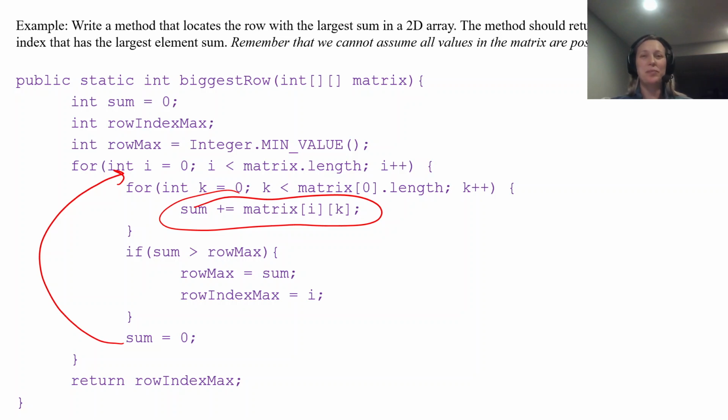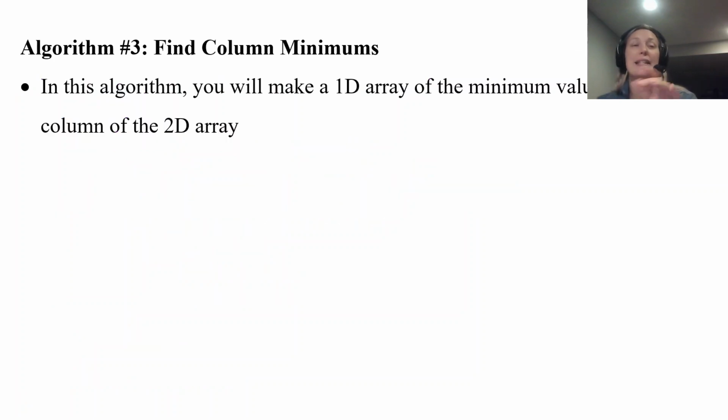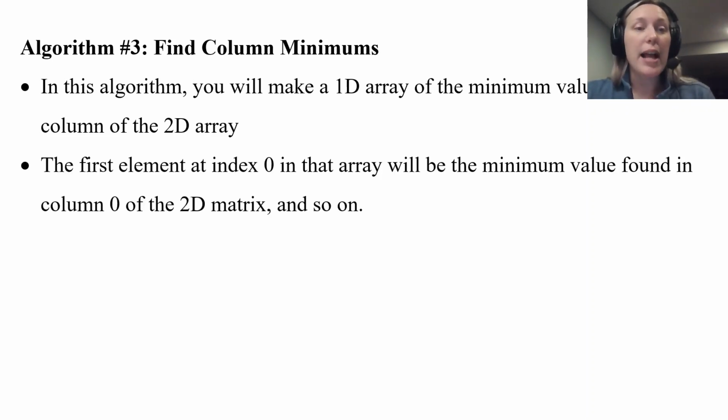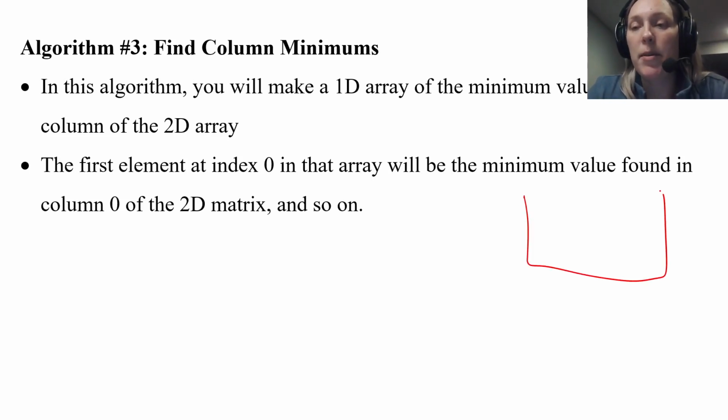All right. We're going to go on to our last algorithm here: find column minimums. In this algorithm, you're going to make a 1D array of minimum values in each column of the 2D array. The first element at index 0 in the array will be the minimum value found in column 0 of the 2D matrix. Let me draw that out real quick.